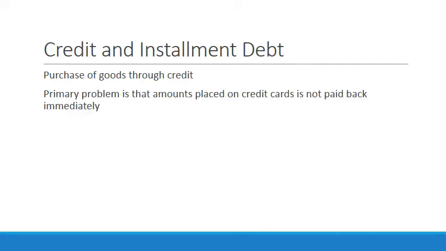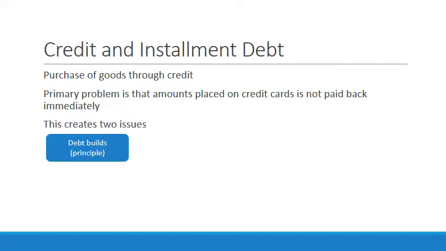So the primary problem here is that the amounts placed on credit cards are not paid back immediately. One of the things that we see within the United States is this mounting credit card debt, because we're not paying them off immediately, and as a result, we're seeing the interest rates on them. So this creates two issues. One, debt builds, what we call the principal, which is what you pay. Interest is charged to the principal. So if that principal doesn't come down, then while the interest rate stays the same, the amount of money that the interest is generating is just building.